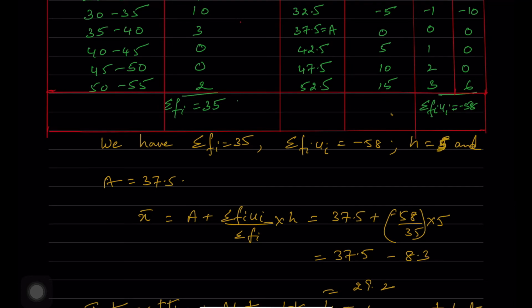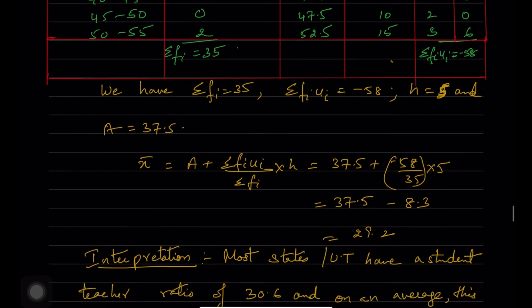So therefore, substituting all the values in this, A plus sigma Fi Ui by sigma Fi into h, you are getting it as 37.5 plus minus 58 by 35 into 5, which is 37.5 minus 8.3, which is 29.2.